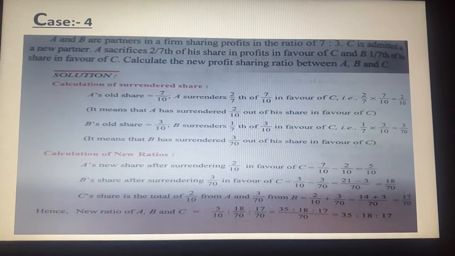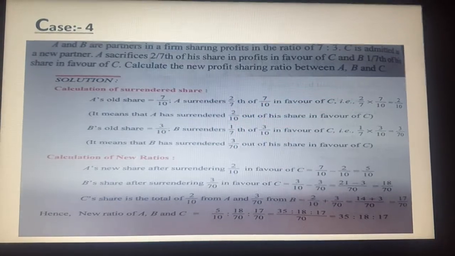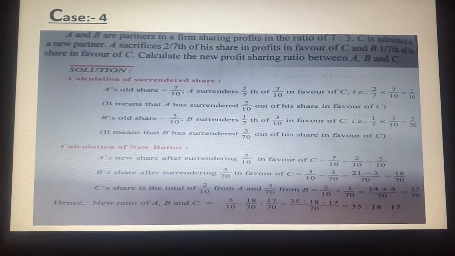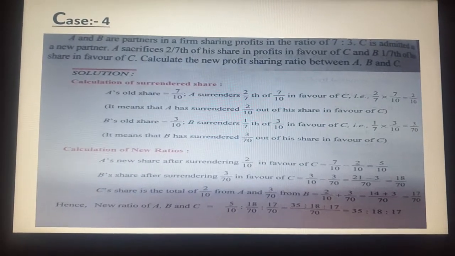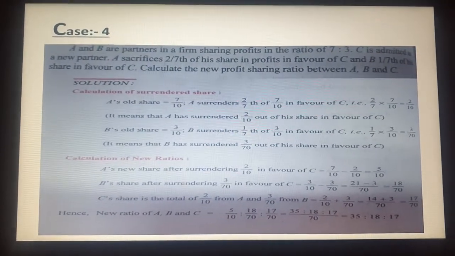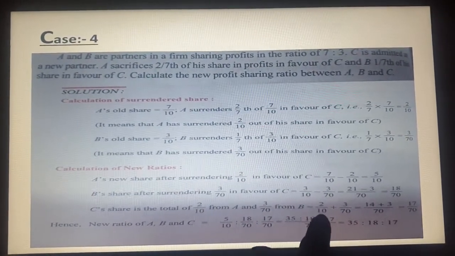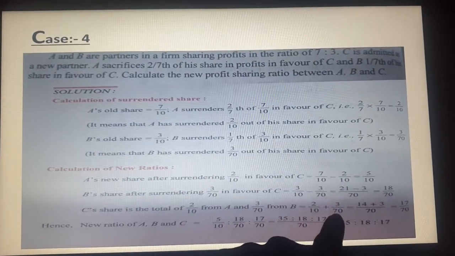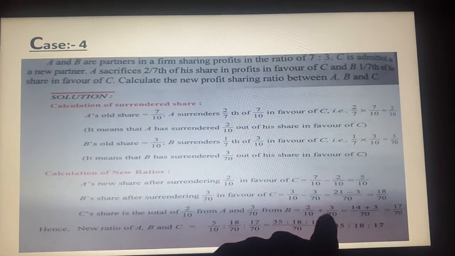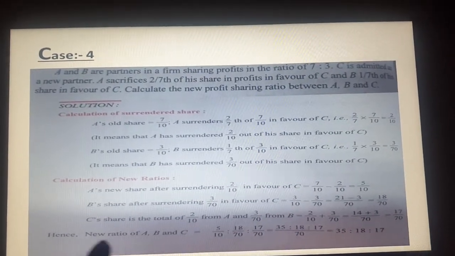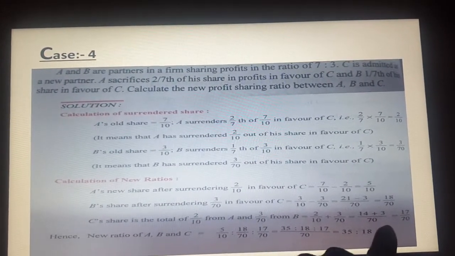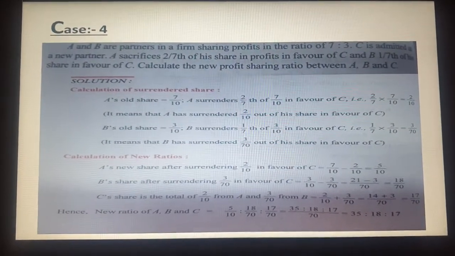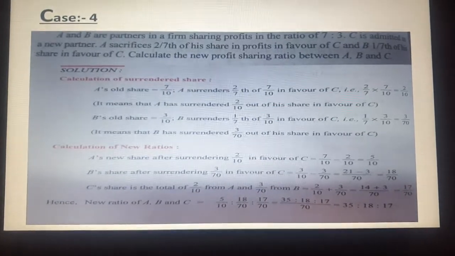Now when you add the sacrifices of A and B, the share of C will come. Here 2/10 is A's sacrifice and 3/70 is B's sacrifice. When you add these two, you get C's share, that is 17/70. So C's share comes from the sacrifice of A and B.